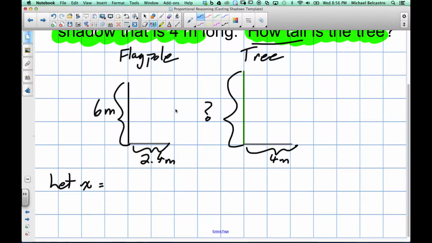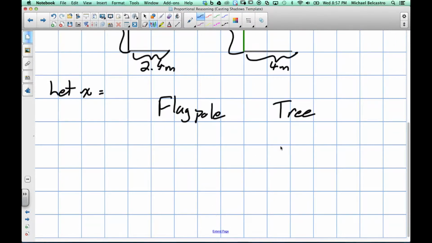A lot of times, x represents our independent variable. If we look at this, we kind of have two variables. There's the height of something and the length of a shadow. Maybe setting up a chart here will help us out. Flagpole and tree are our columns, and our rows will be the height and the shadow length.